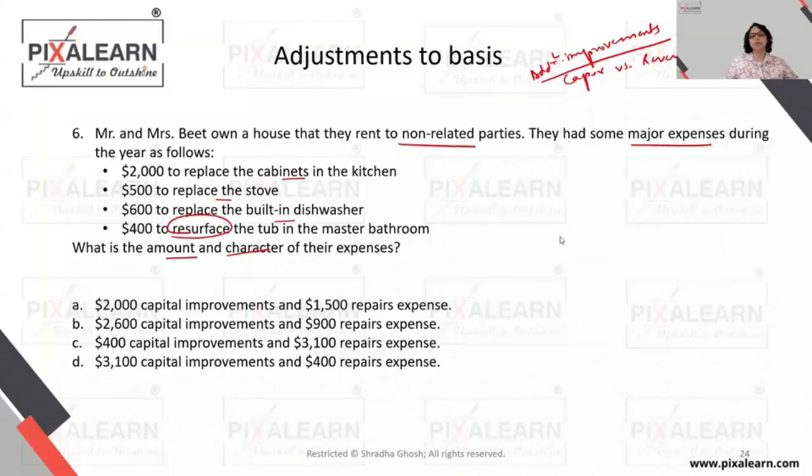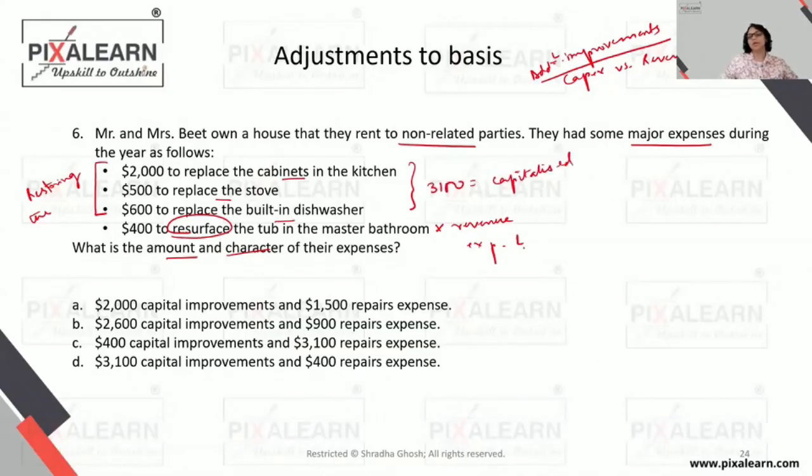So which of these expenses are capitalized? How much of these would be expensed? See, this is the only one which is regarded as a revenue expense. Anything else is actually restoring the property. Can you see? Anything else is restoring the property. You are replacing it with a new thing, which increases the value. So all of these would be capitalized. So 3100 would be capitalized and 400 would be revenue repairs. So the answer becomes D. Is that clear to everybody?